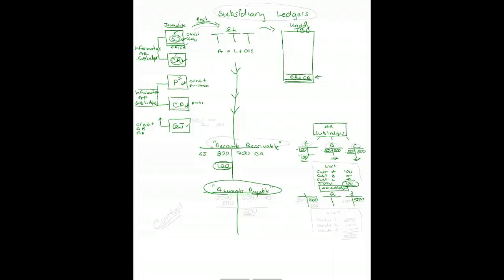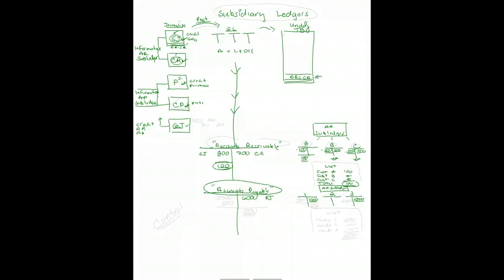You would post that into the general ledger in total. Again, you can see the posting rule in effect. The sum of the credits in the subledger must equal the total credit in the accounts payable general ledger account.